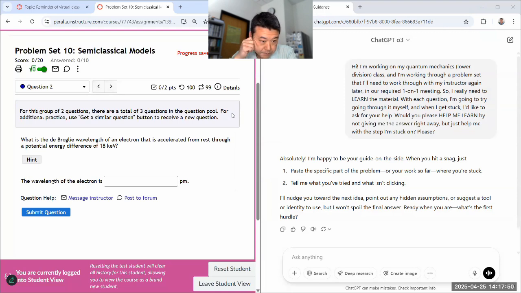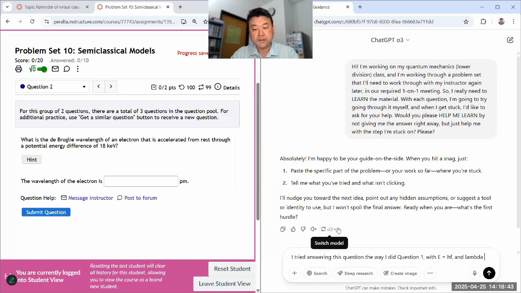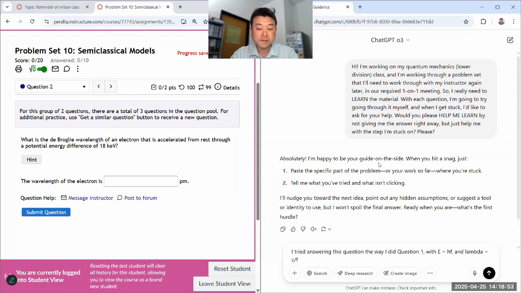Let me try asking ChatGPT this. So I tried answering this question the way I did question 1, with E equals hf, and the wavelength lambda is equal to, and try to do this calculation. c is equal to f times lambda, solving for lambda in my head, c divided by f.